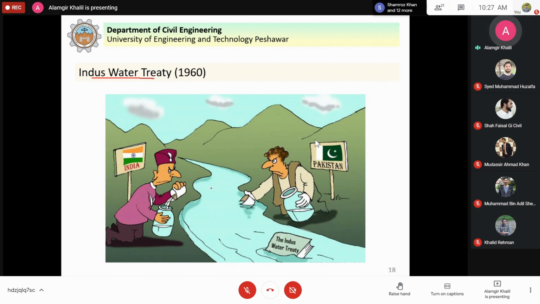After almost 10 years of intensive negotiations, a treaty was signed in the year 1960 that is known as the Indus Water Treaty between India and Pakistan. And it talks about the sharing of the water between the two countries.